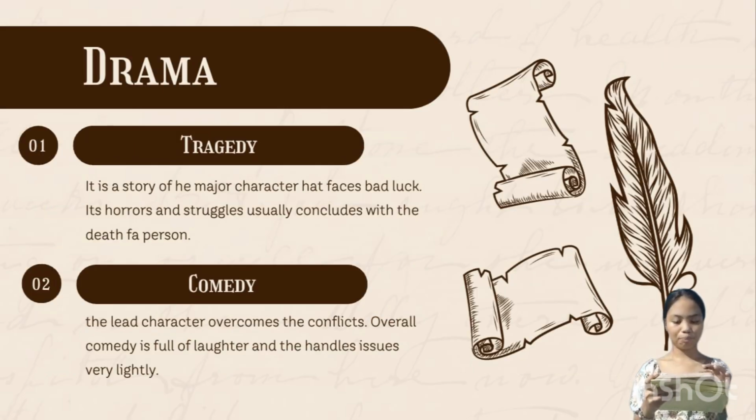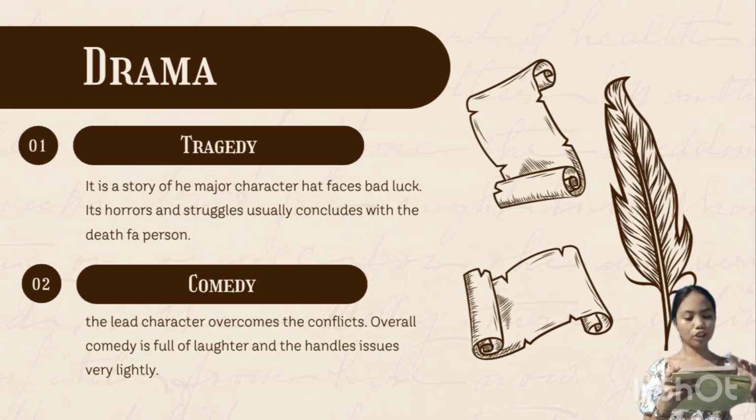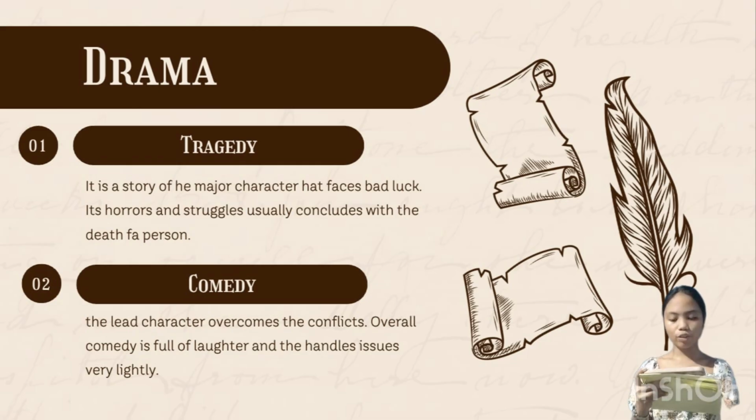1. Tragedy. Tragedy, it is a story of a major character who faces bad luck, its horrors and struggle, usually concludes with the death of a person. So example of a tragedy is Shakespeare's play Romeo and Juliet. Number 2, comedy. The lead character overcomes the conflicts. Overall, comedy is full of laughter and handles issues very lightly. Example of that, Saturday Night Live.